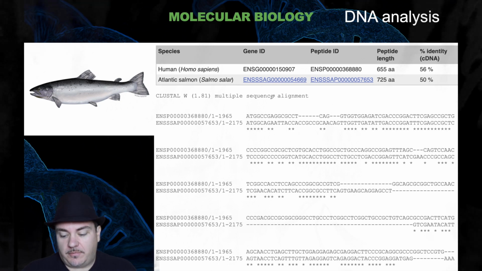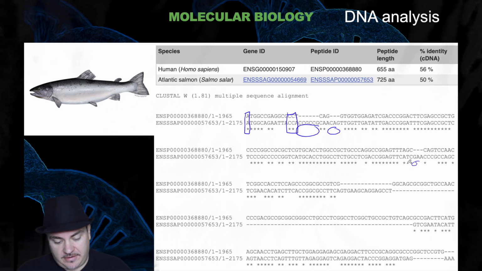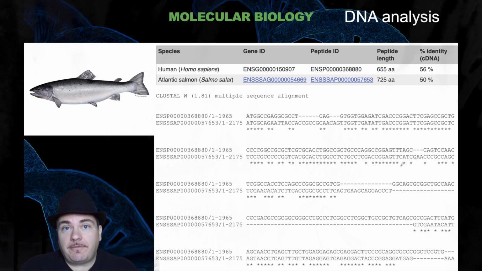And here's some of the DNA sequence for that gene. You can see wherever the DNA matches, you have little asterisks here, like it's A in both humans and salmon. It's C in both humans and salmon here. Where it doesn't match, there's no asterisks, okay? So you can see that about half of the gene is the same between humans and salmon.